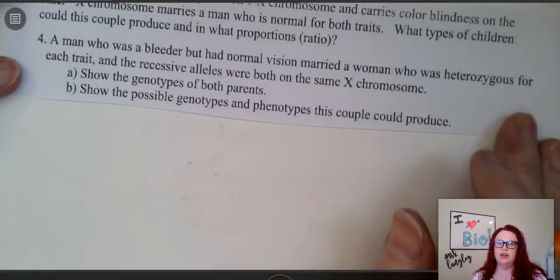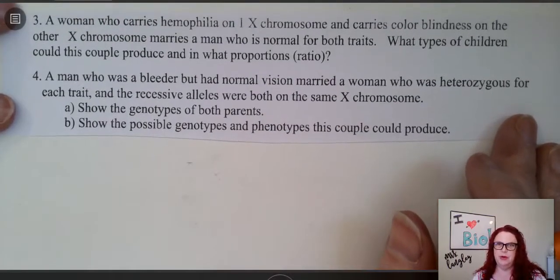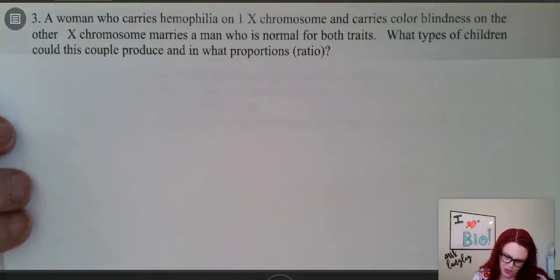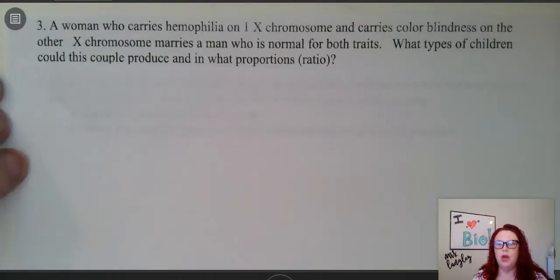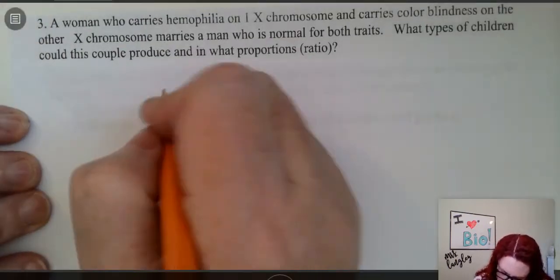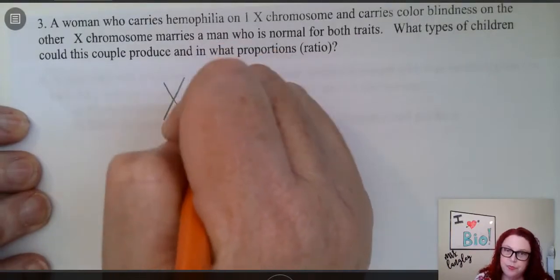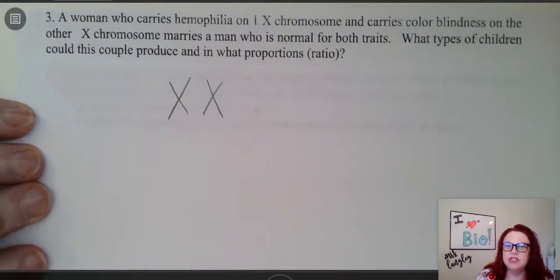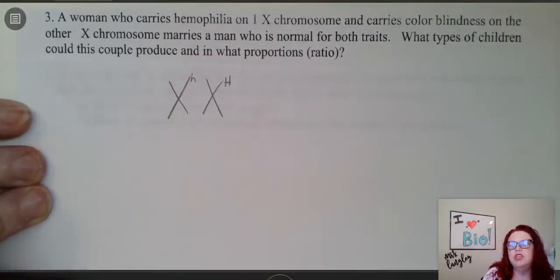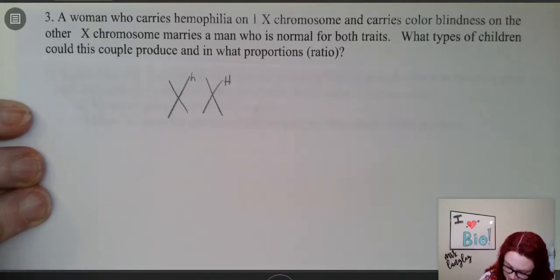Number 3. For number 3, this one was a little bit harder. I helped you guys start it off in class and get it set up, so hopefully you were able to work this. But let's see if we can find our answers. So, we have a woman who carries hemophilia on one X. So she carries the gene for hemophilia on one X. We know she has to have 2. So on one X, she carries hemophilia. That means she has to be normal on the other one. She carries color blindness on the other X.